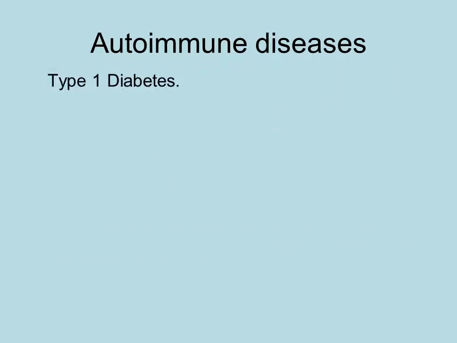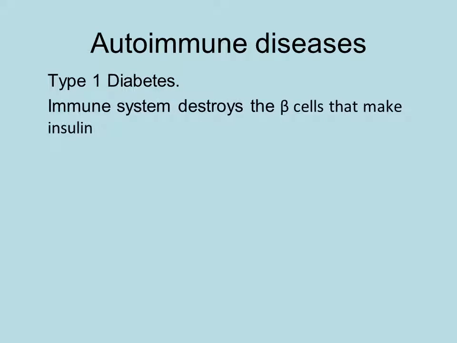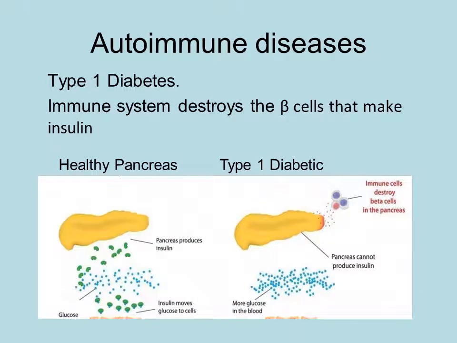So type 1 diabetes then. This is where the immune system destroys the beta cells that make insulin in the islets of Langerhans. So a normal healthy pancreas produces insulin, but if you are a type 1 diabetic, these beta cells in the islets of Langerhans are being destroyed by the immune system, so they now no longer produce insulin, and so your blood glucose levels rise. Obviously this is not the same as type 2 diabetics, where they have very raised levels of insulin, but the body is not responding to it.